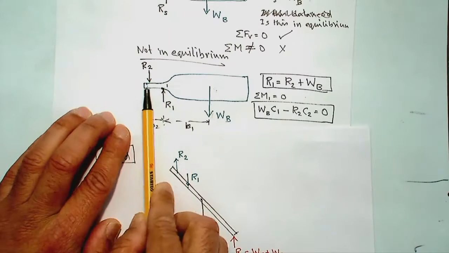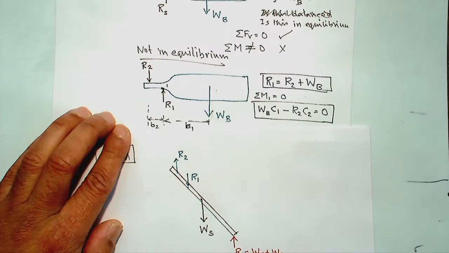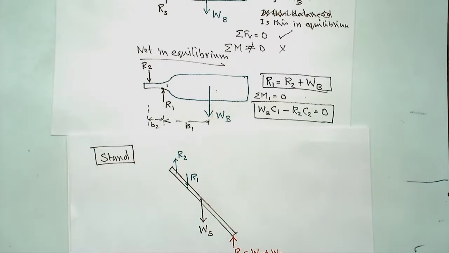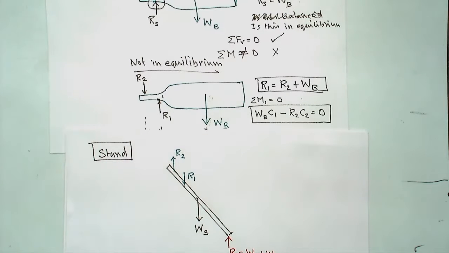For example, there will be nothing from here till the end of the bottle except its own weight, but between here there will be a moment and a shear, for example. So it all depends on what you're trying to analyze, and that is the level of detail of the free body diagram you have to go into. So as I started, free body diagram is not a unique one. It depends on the problem that you are solving. Is that okay for everybody?